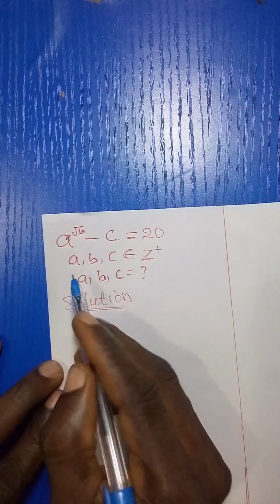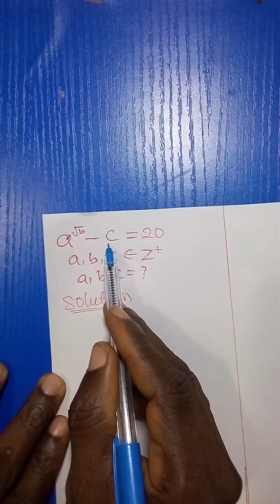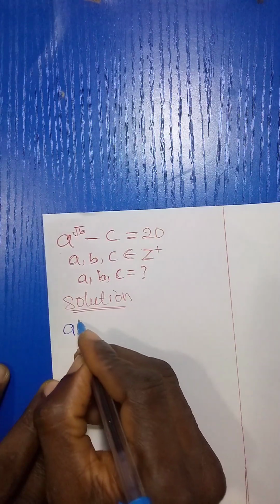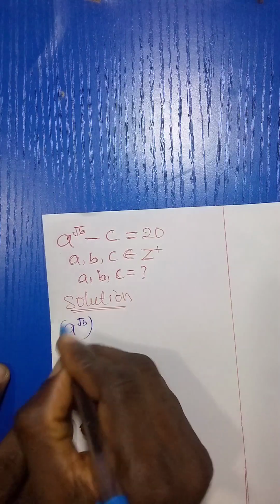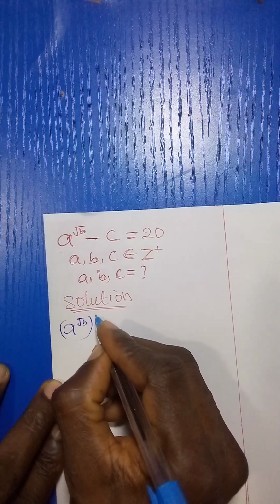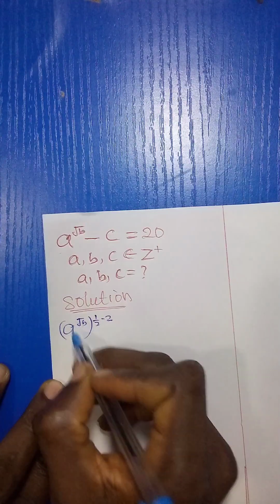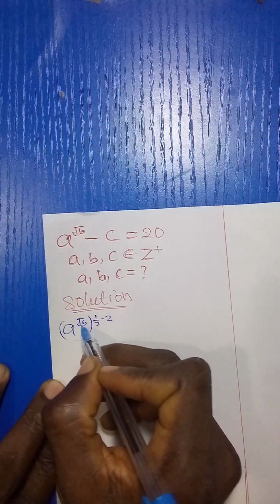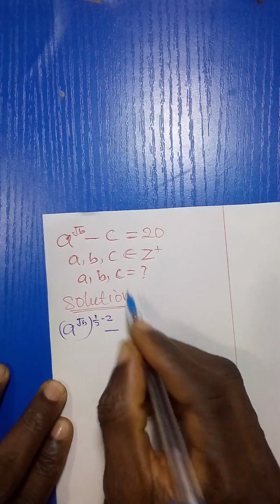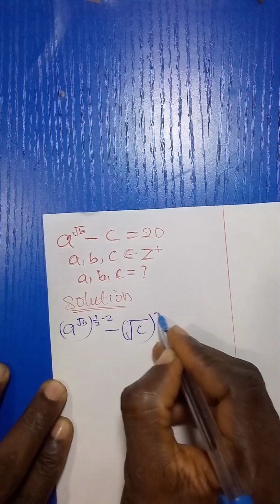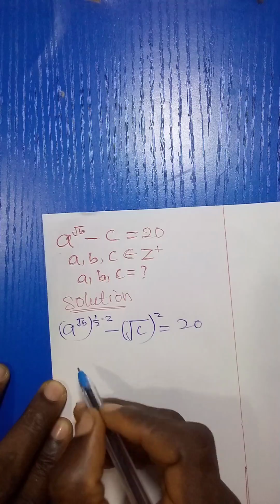Now, to solve it, I am going to rewrite the left hand side of the equation. So it becomes A raised to power square root of B in brackets raised to power 1 over 2 times 2. 1 over 2 times 2 is 1, and 1 times the bracket is the bracket, or 1 times the power is the power. Then minus C will now be written as the square root of C, all raised to power 2, equals 20.